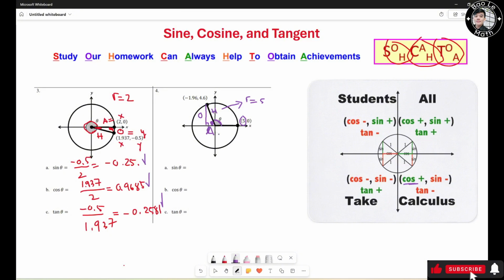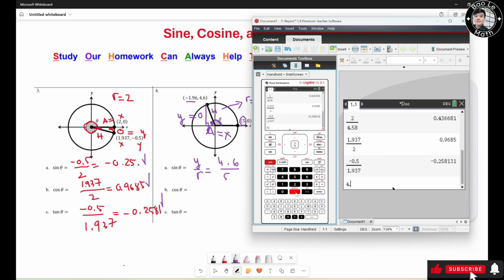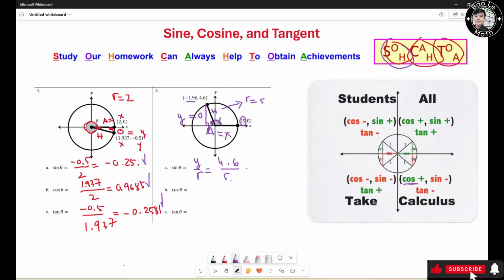Adjacent, which means the x value of this point, right? X value is going to be negative 1.96, and the y value is the opposite right here, right? The y value is going to be 4.6 right here, right? So sine theta is going to be opposite over hypotenuse. Opposite, which means y over hypotenuse, which means radius, right? So y is going to be 4.6 divided by 5. So the answer is 0.92, right?